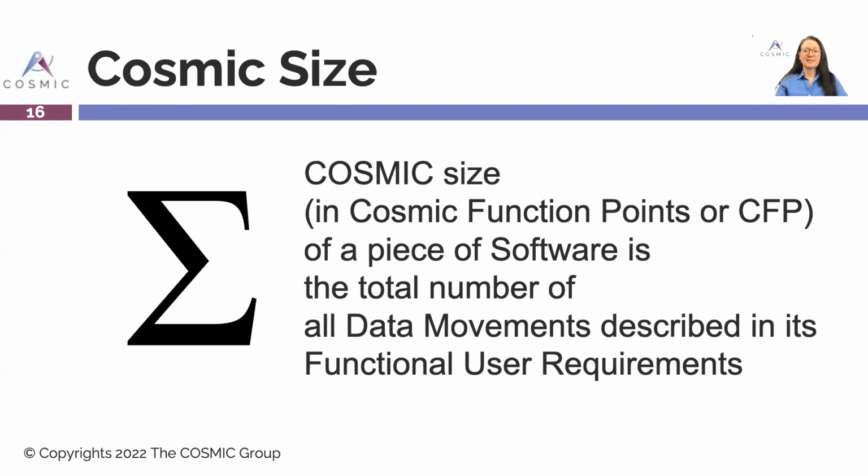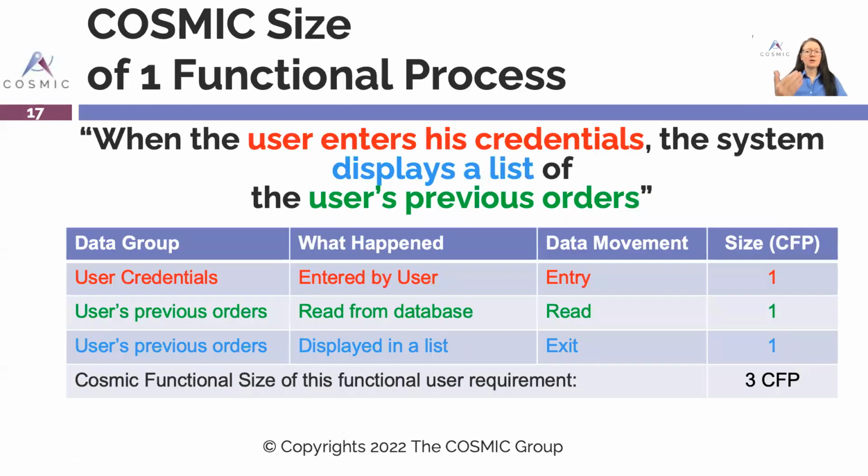Let's look at an example. Suppose this single functional process is described as follows. When the user enters his credentials, the system displays a list of the user's previous orders. Then you have user credentials entered by the user, which is an entry data movement, one COSMIC function point. User's previous orders, read from the database, is a read data movement, one COSMIC function point.